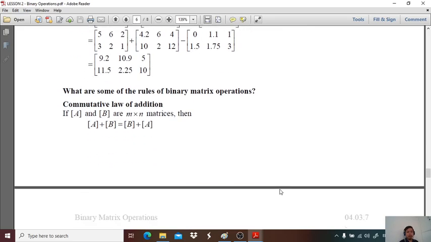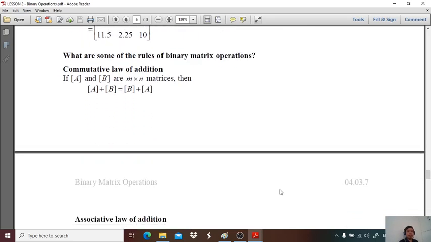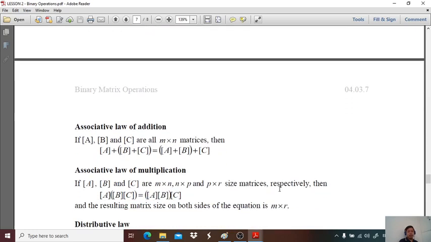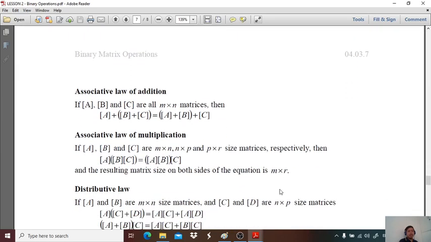Okay, so these are the rules of matrices. So we have the commutative law for addition. So they give the same answer, A plus B is equal to B plus A. So the same for the associative law of addition, with the same size. So you have to consider first the size before adding. So A plus B plus C is just the same as when you first add A plus B, then C.